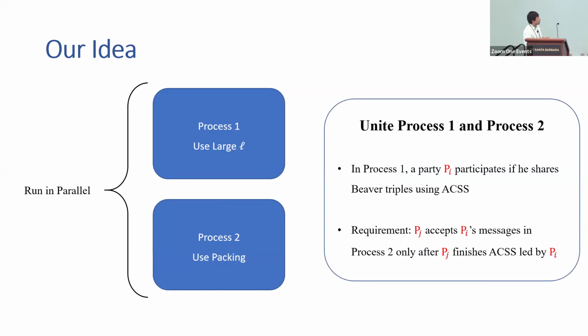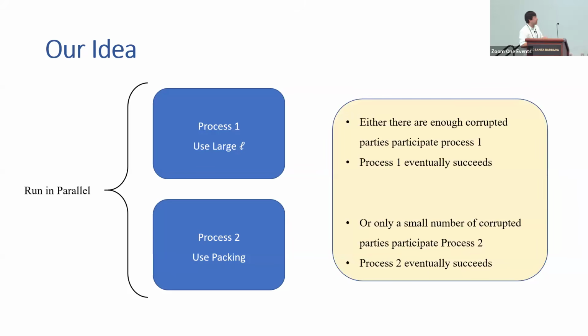So we achieve this by saying that a party participates in process two, only listens to a party Pi in process two only if this Pi distributed his triple in process one. And the effect here is that either there are enough corrupted parties participating in process one, and therefore process one eventually succeeds, or if there are too few parties in process one participating, then there are also too few in process two, and therefore process two succeeds.